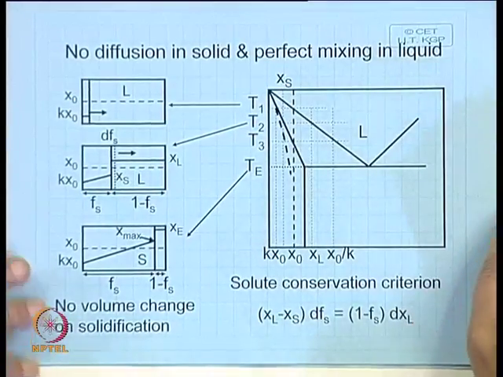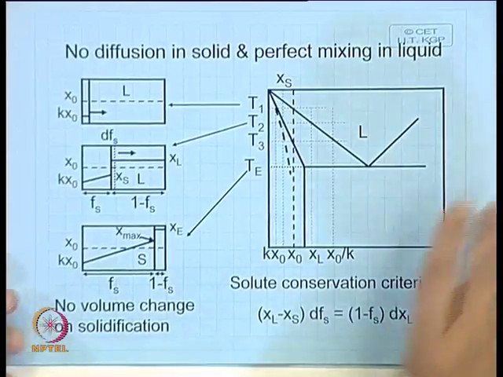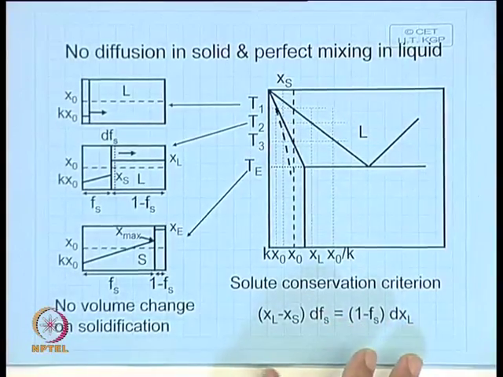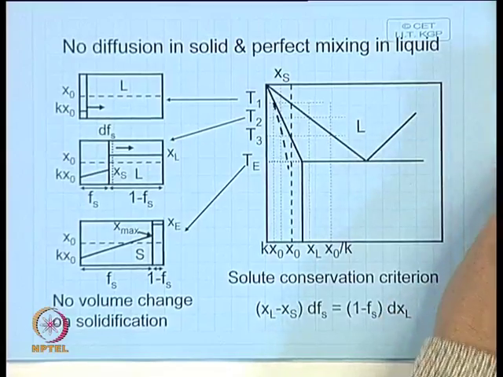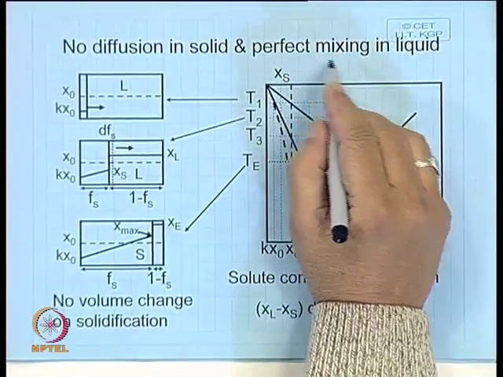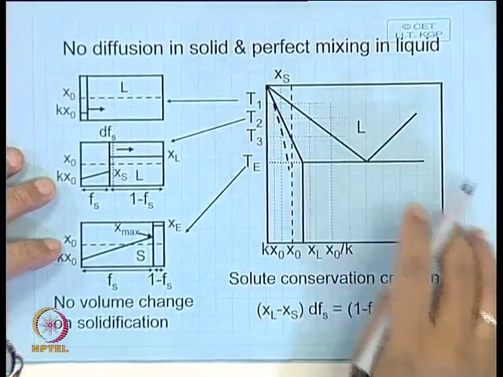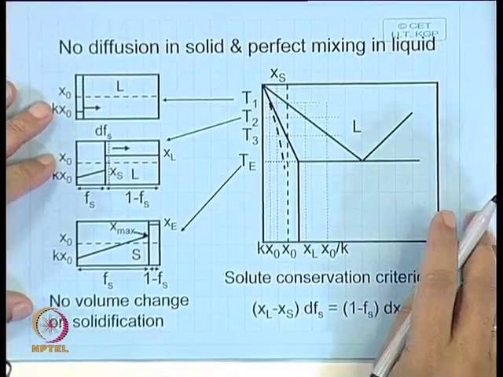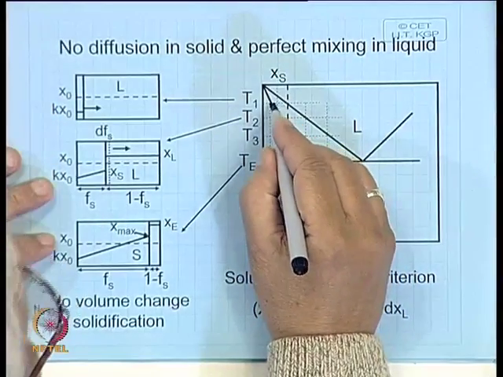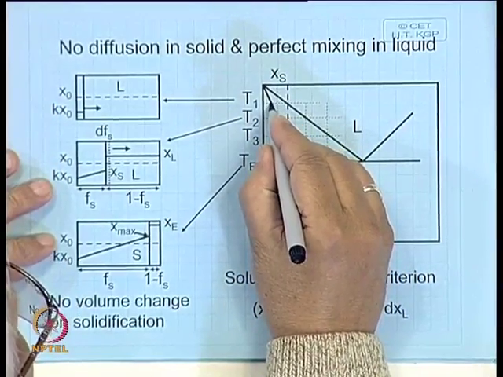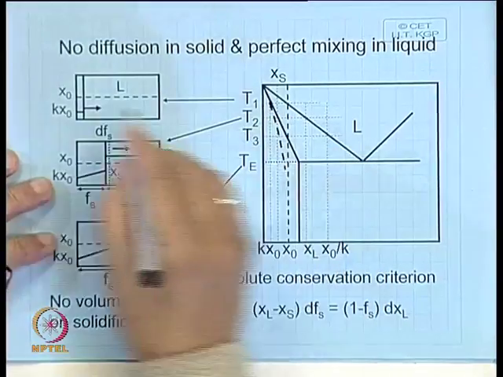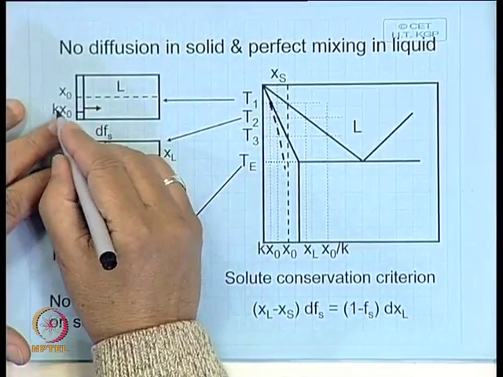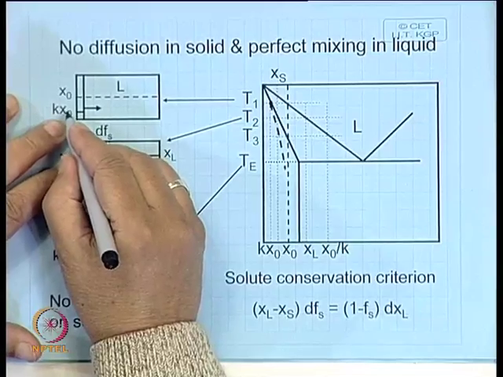Now, let us take up a case where there is no diffusion in solid, but there is perfect mixing in liquid. In this particular case, let us say the first solid which solidifies will have this composition which is shown here, and k is this partition coefficient.